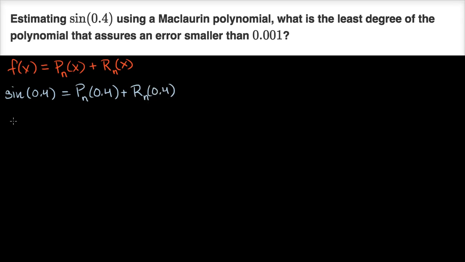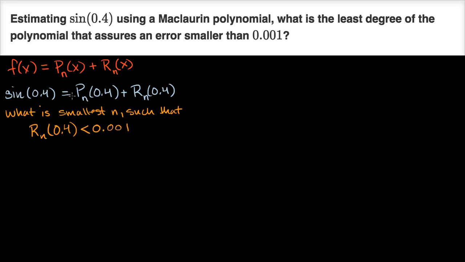So we want to figure out what is the smallest n such that the remainder of our nth degree Maclaurin polynomial evaluated at 0.4 is less than 0.001. So this is just another way of rephrasing the problem.